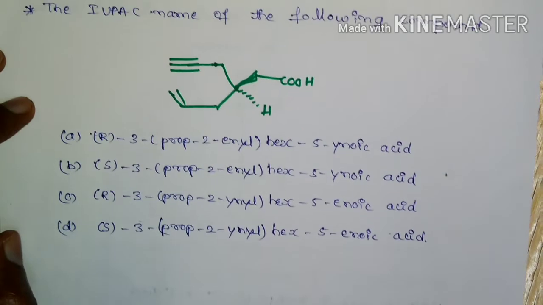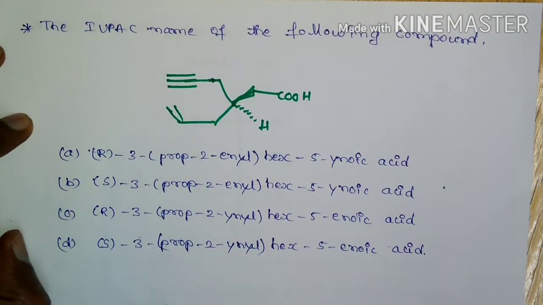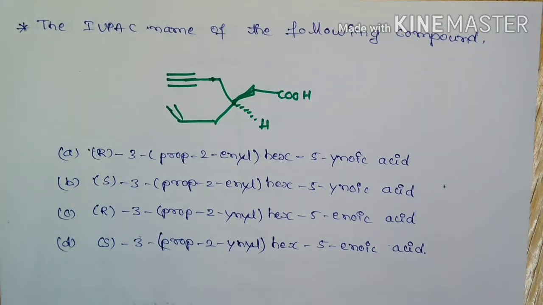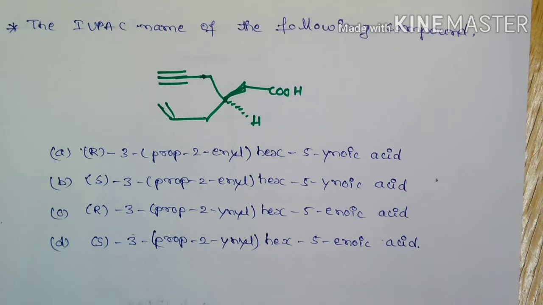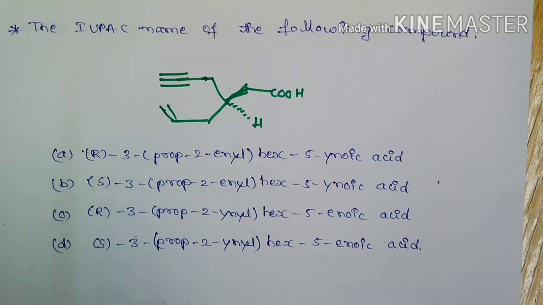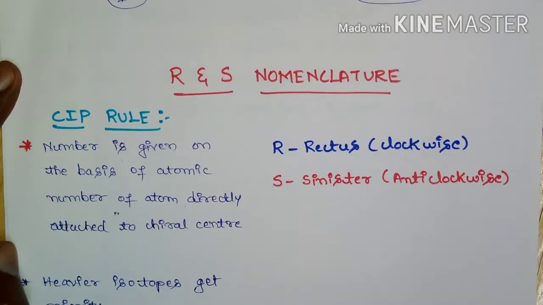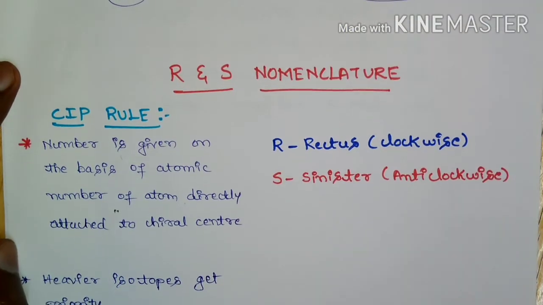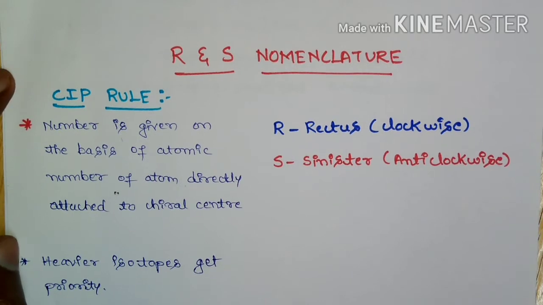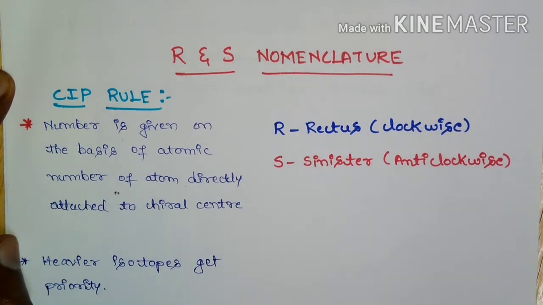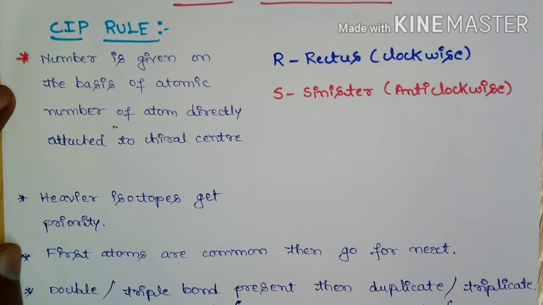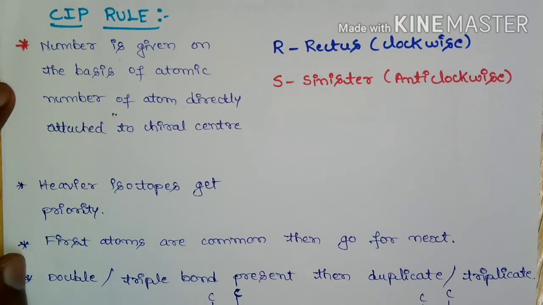So next question is the IUPAC name of the following compound. Here we need to see one more concept along with the IUPAC nomenclature, that is R and S configuration, that is the Cahn-Ingold-Prelog rule. That is, the number is given on the basis of atomic number of atom directly attached to the chiral center. First we need to identify the chiral center, then we need to give numbering according to the atomic number. So heavier isotope will get higher priority if we have isotopes.